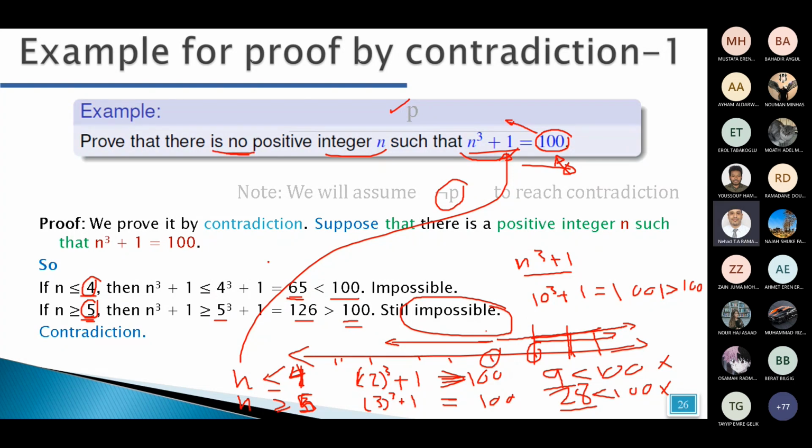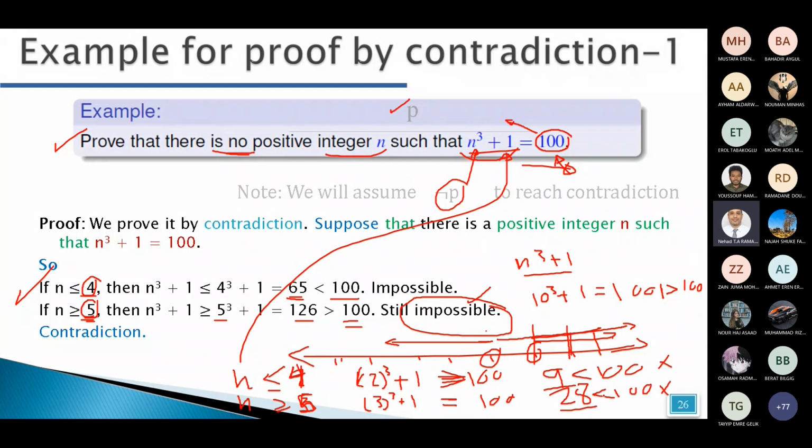We reach from not B, that there is, the opposite of there is no positive integer. So the contradiction here is that we suppose that there is an integer number. But when we try all the numbers, there is no number that gives us a number equal to 100. So it's impossible to have one number applied here. This means there is no positive integer is true, because the contradiction is impossible to be true.